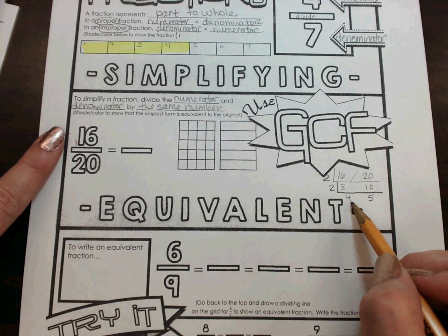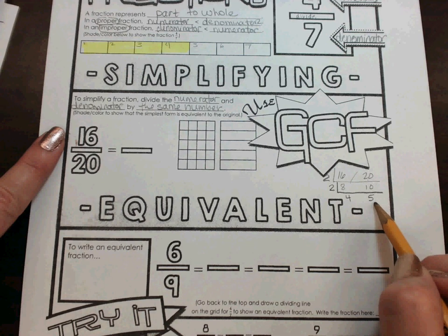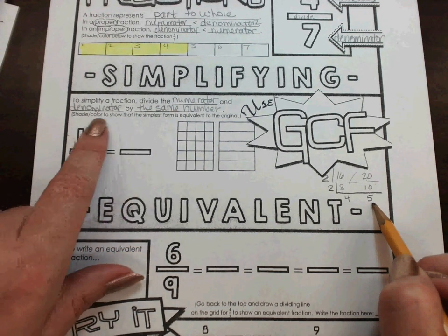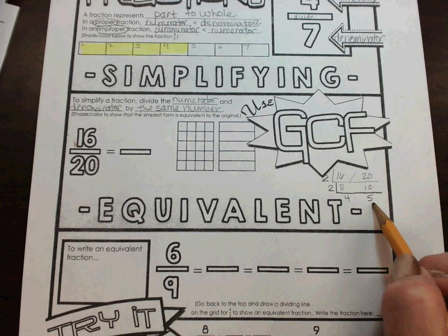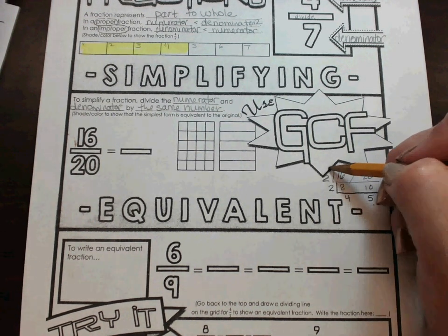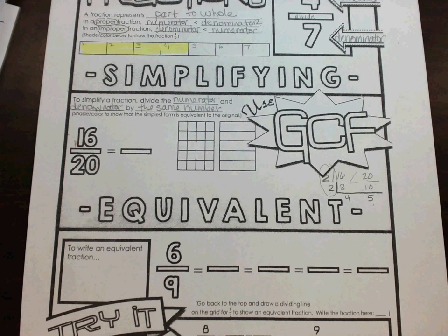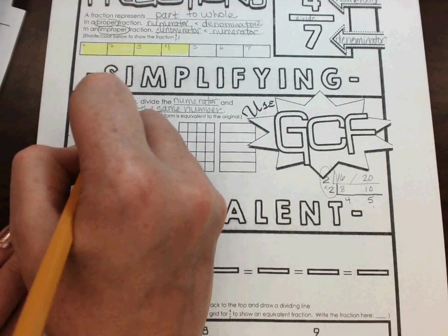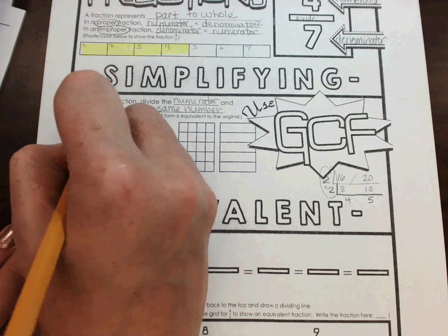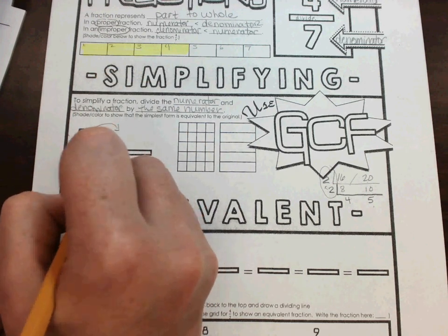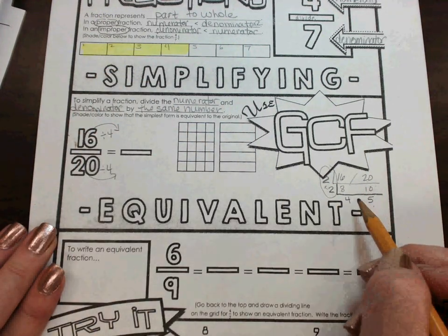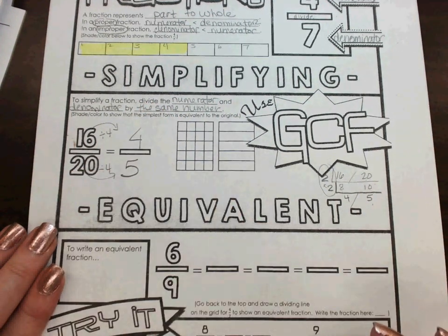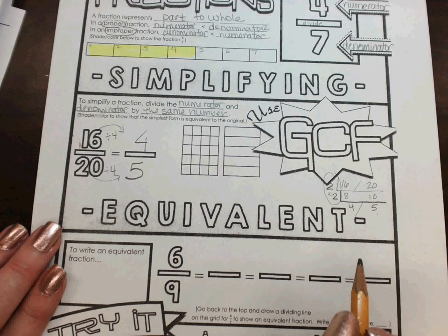Now, I can break 4 down by 2, but 2 won't go into 5, and I have to divide both the numerator and denominator when simplifying. So for now, I'm done. I can take the numbers on the side, 2 times 2, and here I realize that I can divide by 4, top and bottom, to get the simplified fraction 4/5.